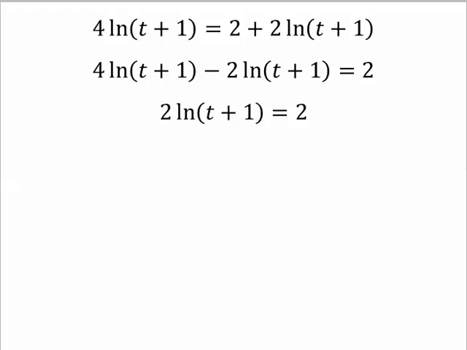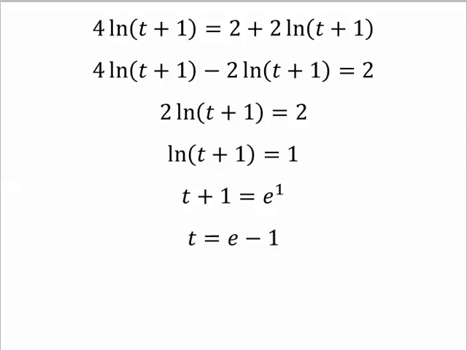And divide both sides by 2. And now, what does this mean? You want to rewrite it in exponential form. Remember, the base is e, so e to the 1 power would have to be t plus 1. And finally, solve for t.